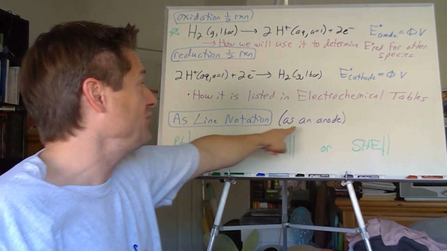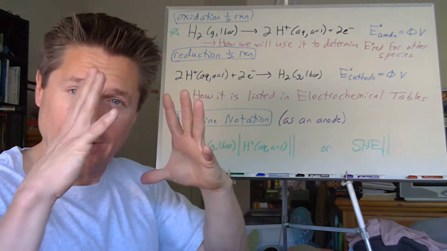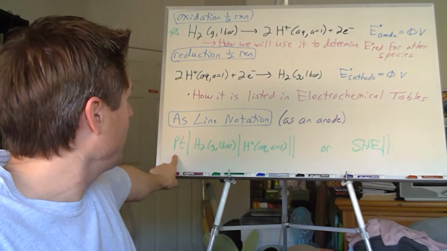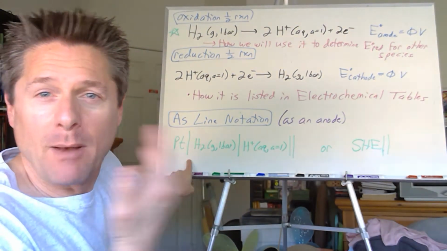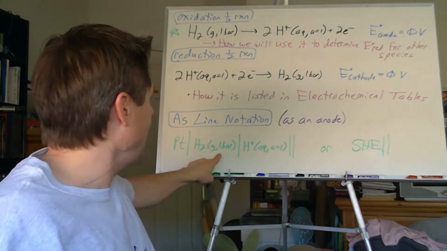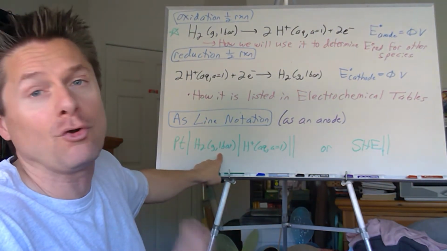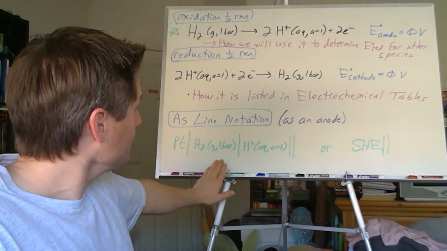So as a line notation written as an anode, you can condense this, right? If you look at that beaker that I drew, you've got the platinum electrode, the anode. You put the vertical line to represent a different phase. We've got the hydrogen gas, right? We're going from hydrogen gas at 1 bar pressure. If you know the pressure or you know the concentration, write it in there. If you don't, just write gas or aq.